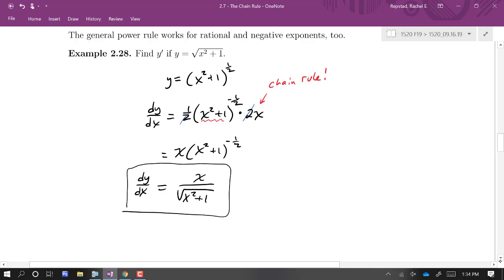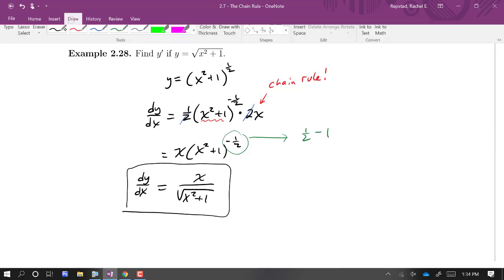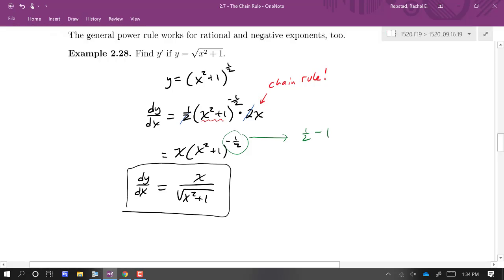Questions on that example? So we get the negative 1/2 because we subtracted an entire power's worth. Yeah, this comes from the 1/2 power minus 1. Other questions?